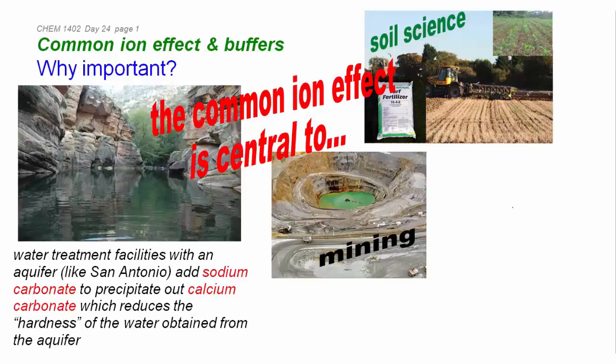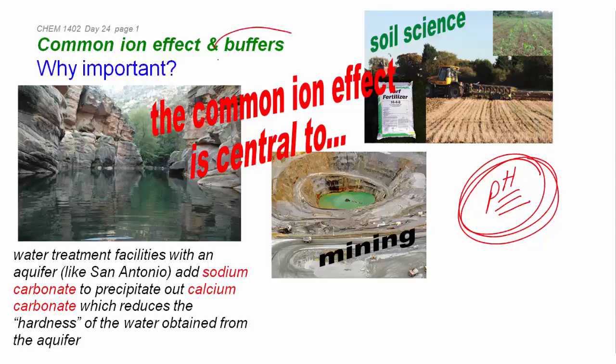So as we have seen over the past few days, pH is a really big deal. Just how acidic or basic a system is. And if you want to maintain that pH and keep that pH constant, buffers, that's the way to go. So whether it's the buffer or the common ion effect, they're really kind of the same thing. We can keep the pH of a system constant.